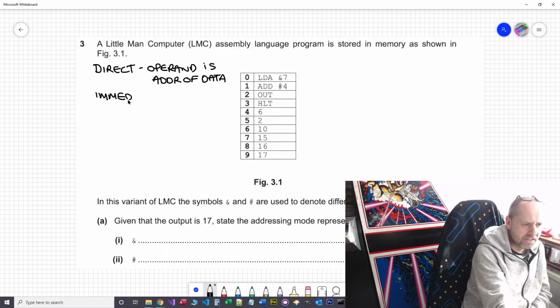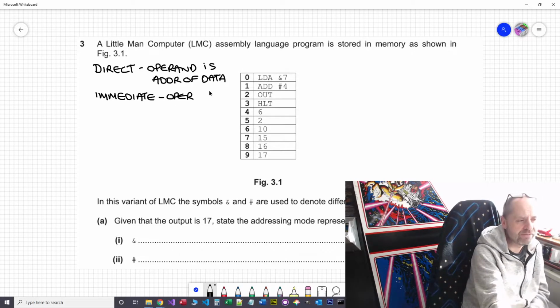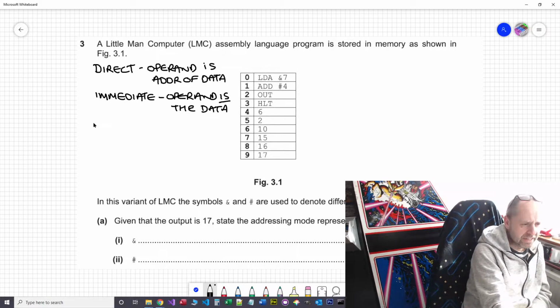So immediate is where the operand is the data. So if we have LDA 4, we mean the number 4 in that case. So 4 is the data. The third one is indirect.